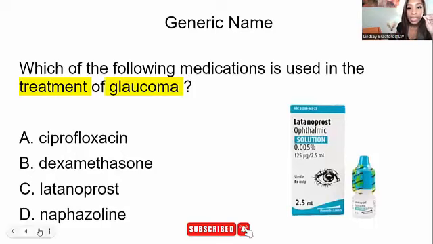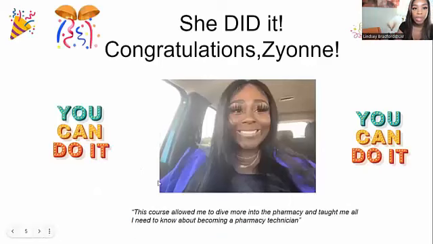Glaucoma is a disease or a condition that affects the eye. Okay? It's a disease or a condition that affects the eye. When you see the word ophthalmic, you know that we're talking about the eye. Okay? And your answer is going to be C. C is going to be your answer.